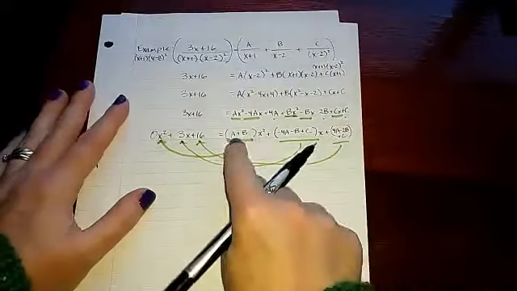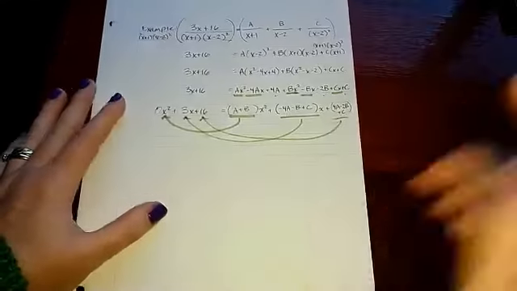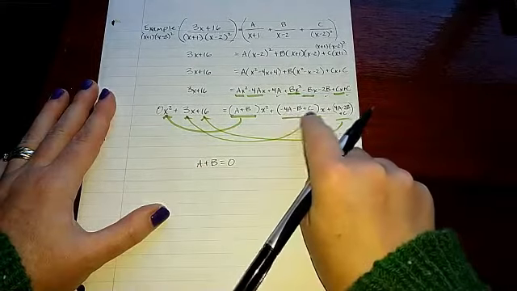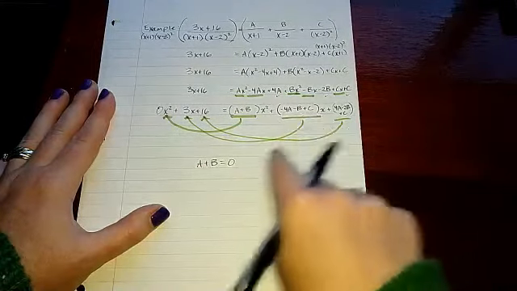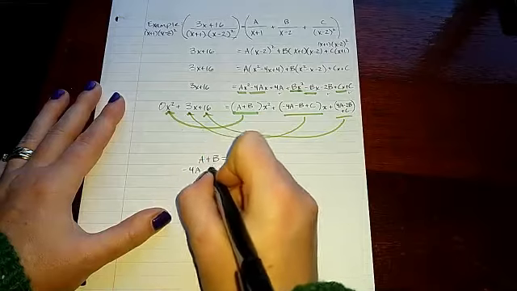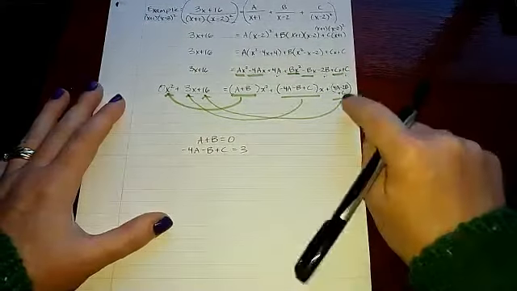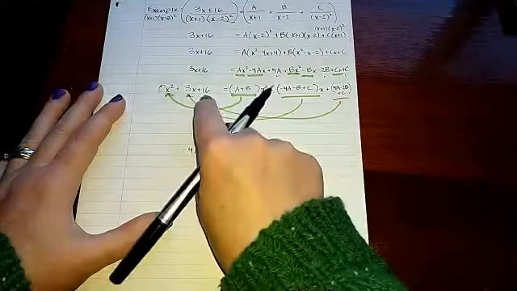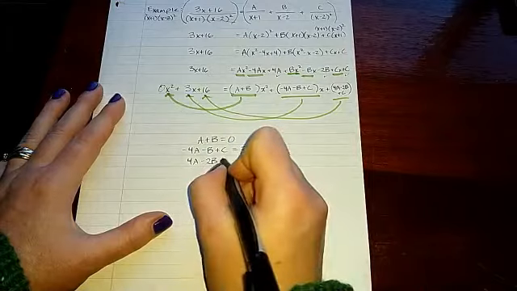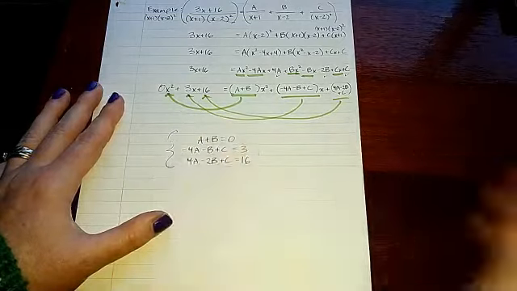So that means a plus b has to be 0 so that I don't get any x squared terms, right? So that's my first equation. A plus b is equal to 0. This sum here has to add up to positive 3. So negative 4a minus b plus c has to be 3. And then this is equal to the constant 16. So 4a minus 2b plus c needs to be 16. And that's where we get our three equations.